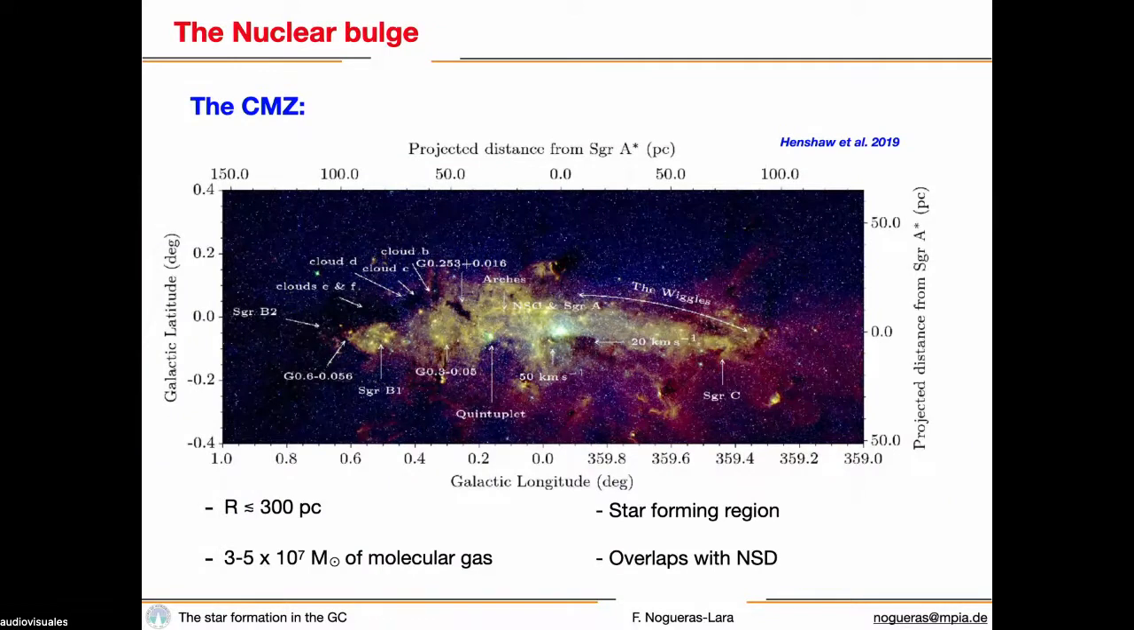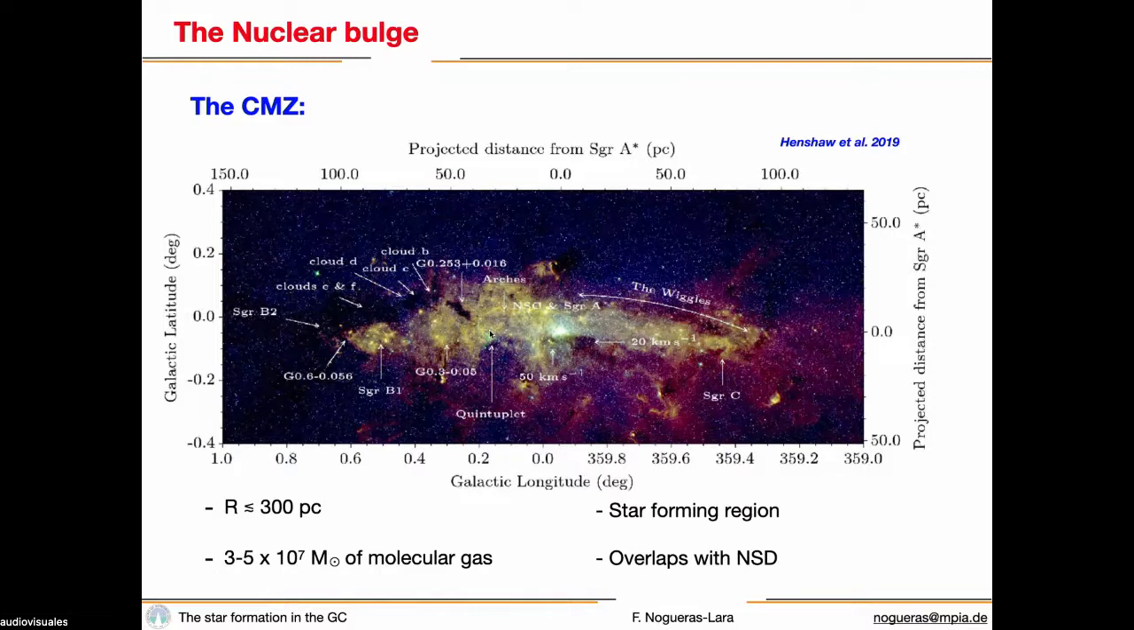Okay, so we have these two structures, the nuclear stellar disk and the nuclear star cluster, and we have another thing surrounding the whole nuclear bulge of the Milky Way, called the central molecular zone. It has a radius of around 300 parsecs, more or less, and here we have more than 10 to the 7 solar masses of molecular gas, quite dense, and you can see that we have many, many clouds all over the place. We have, for instance, Sagittarius B2, Sagittarius B1, several clouds here, the brick here, which is an S cloud, and it's a star-forming region.